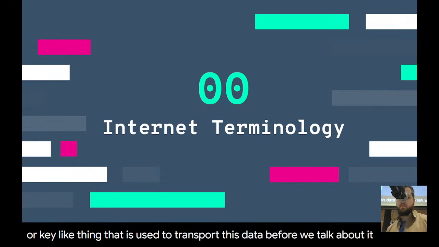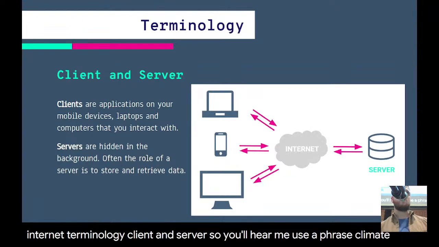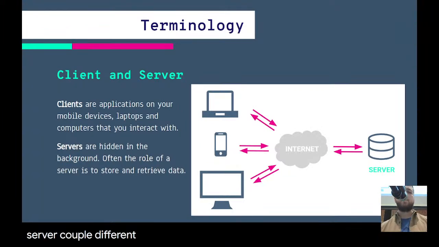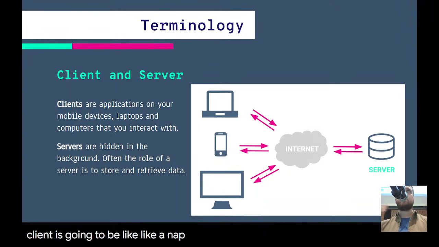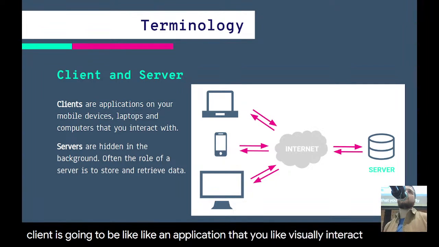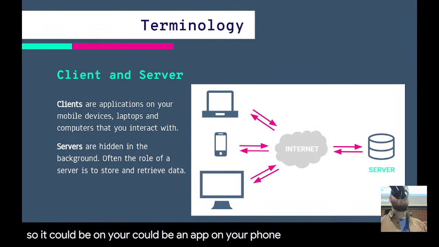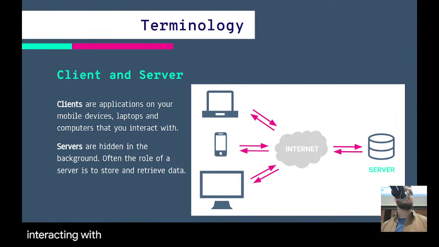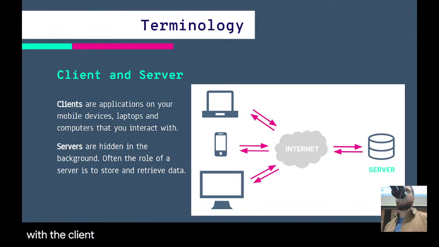Before we talk about it, some internet terminology: client and server. You'll hear me use the phrase client and server a couple different times, so I just wanted to explain that real quick. A client is an application that you visually interact with. It could be an app on your phone, or a website that you're interacting with. We're used to interacting with clients.